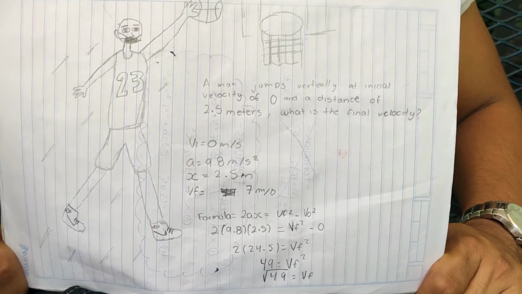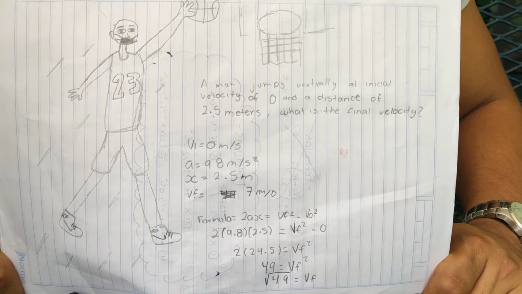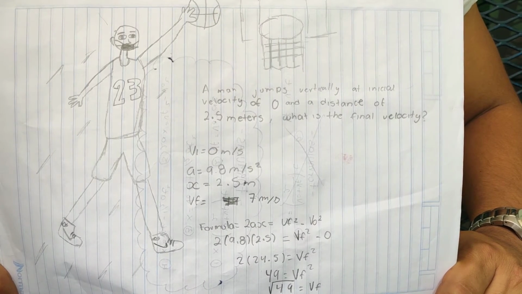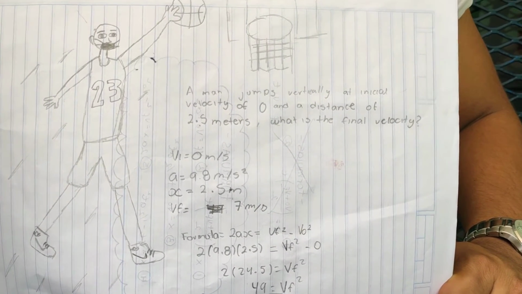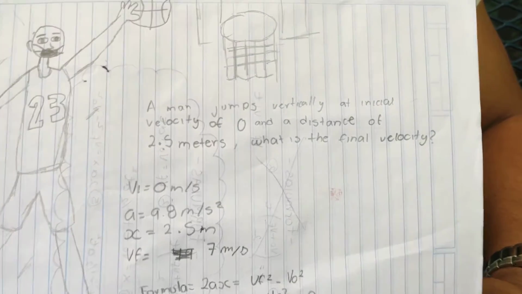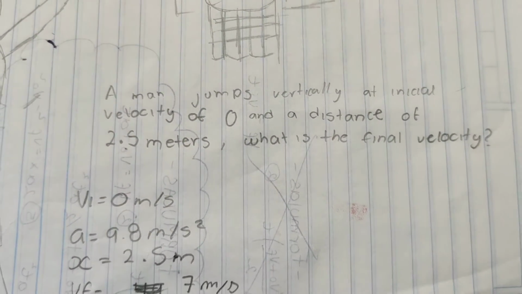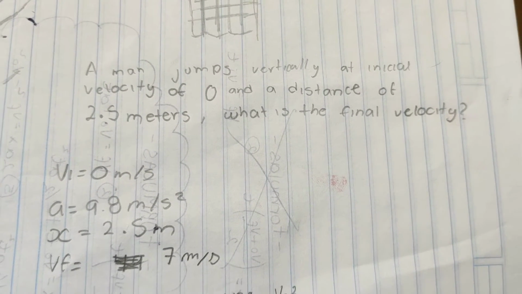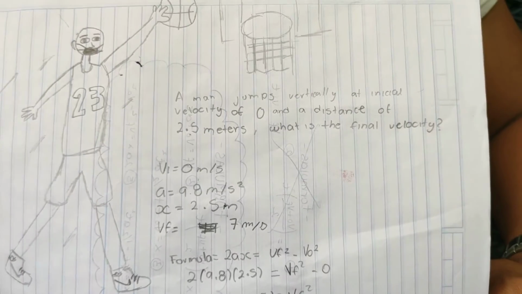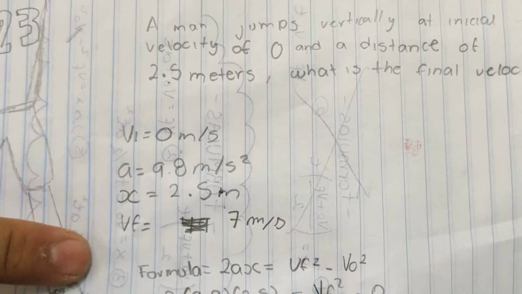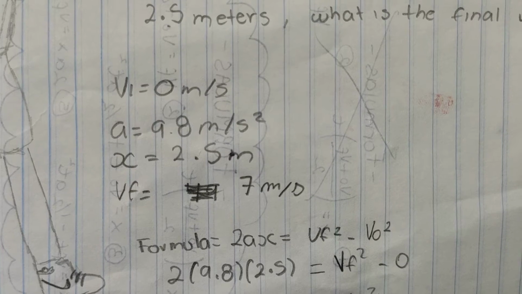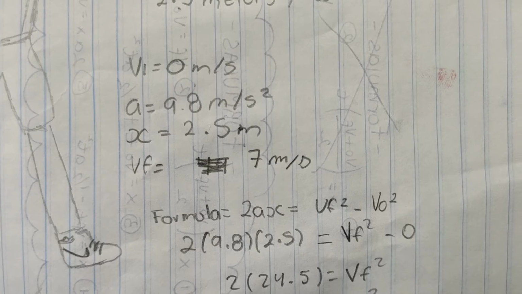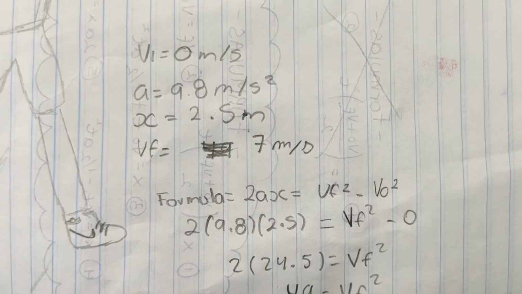Here we are going to explain a little exercise to understand this topic. The exercise is that a man jumps vertically at an initial velocity of 0 meters per second and a distance of 2.5 meters, and we have to find the final velocity. Here we have all the data, and as we don't have acceleration, we're going to use gravity, that is 9.8 meters per second squared.